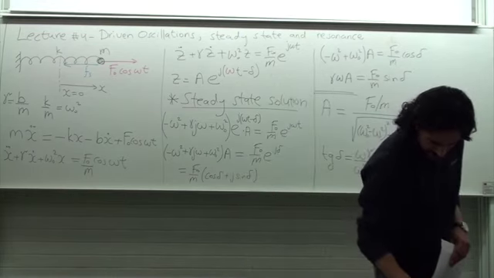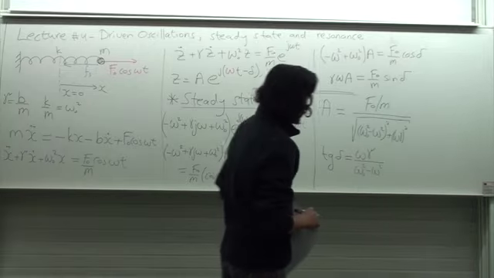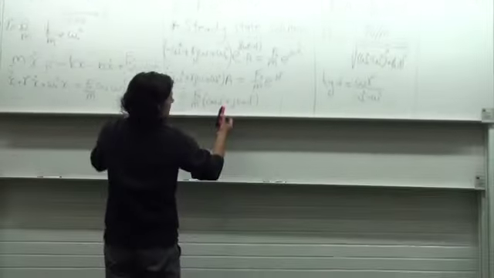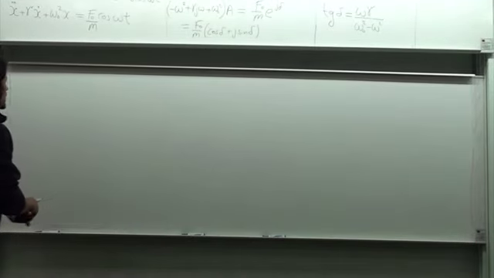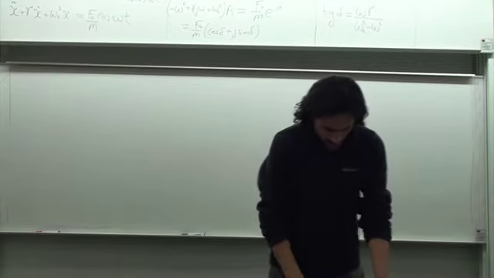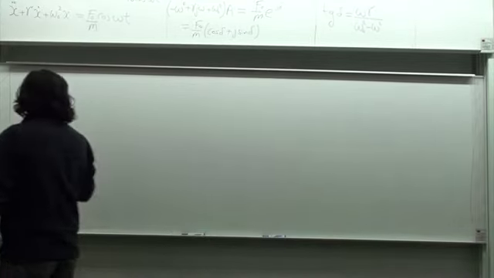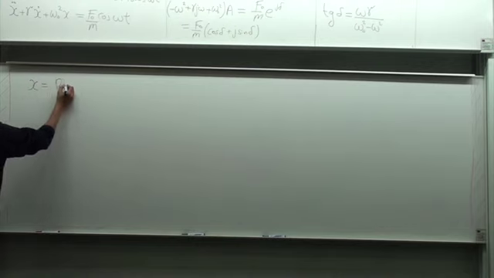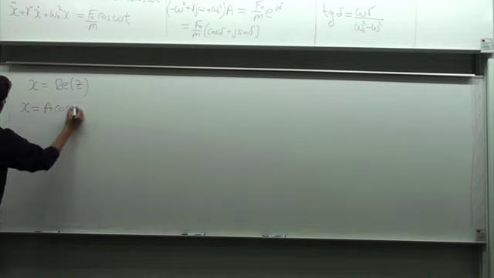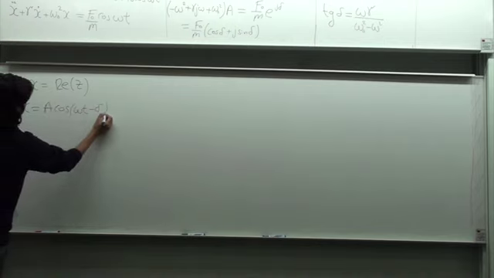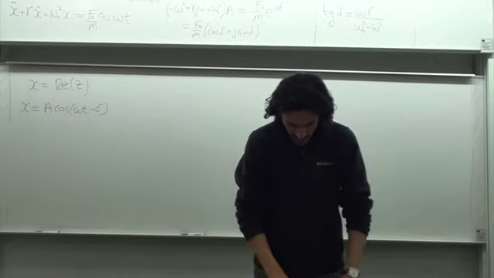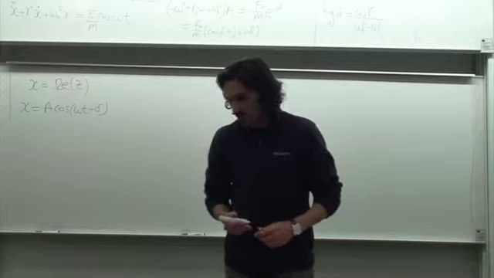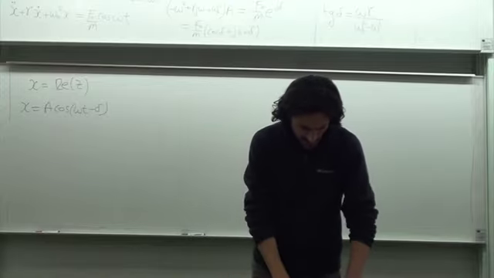Let's check this. That should be fine. Alright, so now we go to the real world. So x equals the real part of z. X is a cosine omega t minus delta. This is the solution, and we want to discuss this for a while.